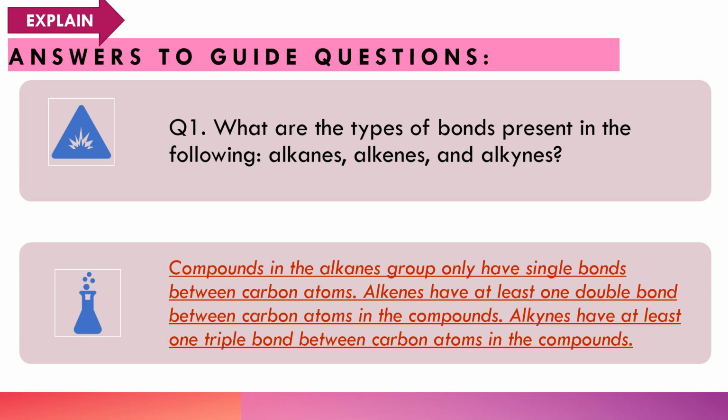So again, alkanes only have single bonds, alkenes have at least one double bond, and alkynes have at least one triple bond.